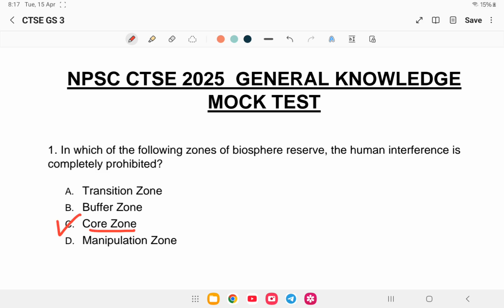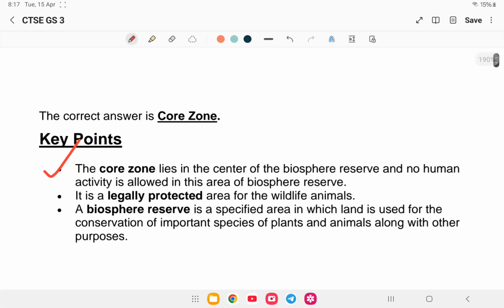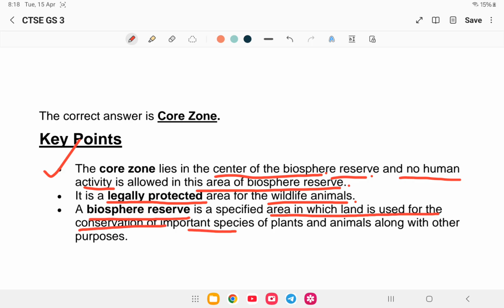Let us understand this. The core zone is at the center of the biosphere reserve, where no human activity is allowed. It is a legally protected area for wildlife animals. A biosphere reserve is a specified area in which land is used for conservation of important species of plants and animals along with other purposes.